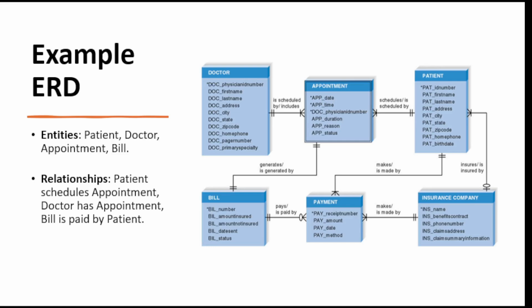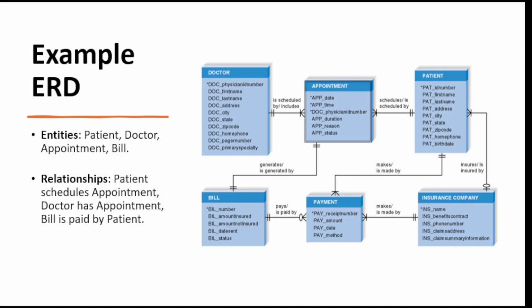Let's look at an example ERD of a doctor's office. Entities are patient, doctor, appointment, and bill. Each rectangle here, each box here, is an entity: doctor, appointment, patient, insurance company, payment, and bill. The relationship is like a patient schedules an appointment. This line and this sentence describe a relation between these two entities.